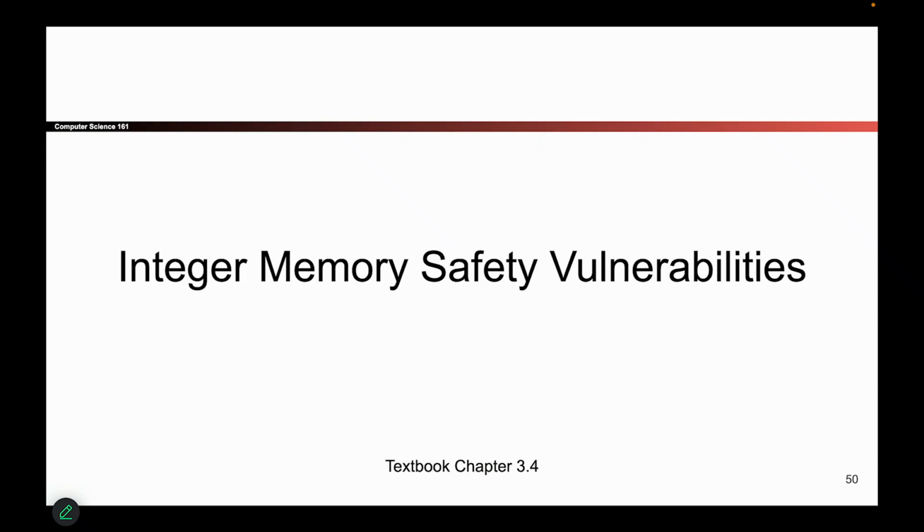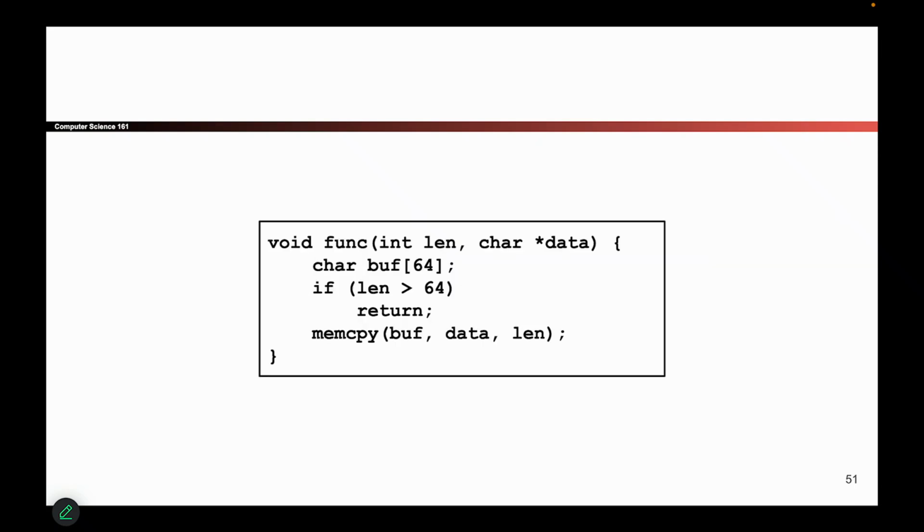So the next topic is something called integer memory safety vulnerabilities. We're going to look at another way where we can exploit dangerous C programs, or vulnerable C programs, to execute code that the attacker wants to execute. So here's a piece of code. Let me walk you through it.